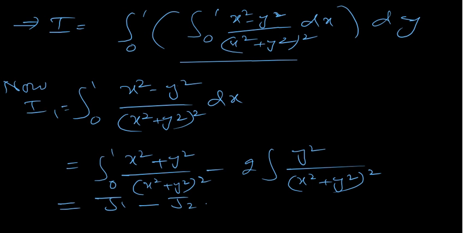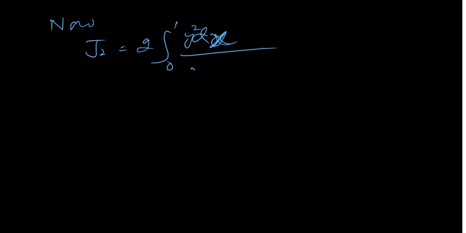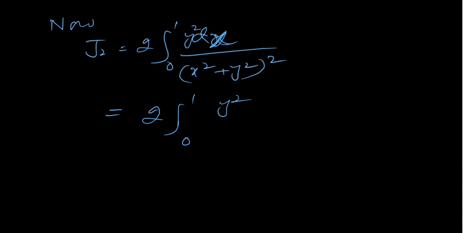Okay, so now J2 is equal to the integral from 0 to 1 of 2y, dy, y dx, sorry, y squared is here, y squared dx divided by (x squared plus y squared) whole squared. Again here y is constant, so I will write it as the integral from 0 to 1 of y squared dx divided by, I will write the constant first, (y squared plus x squared) whole squared.